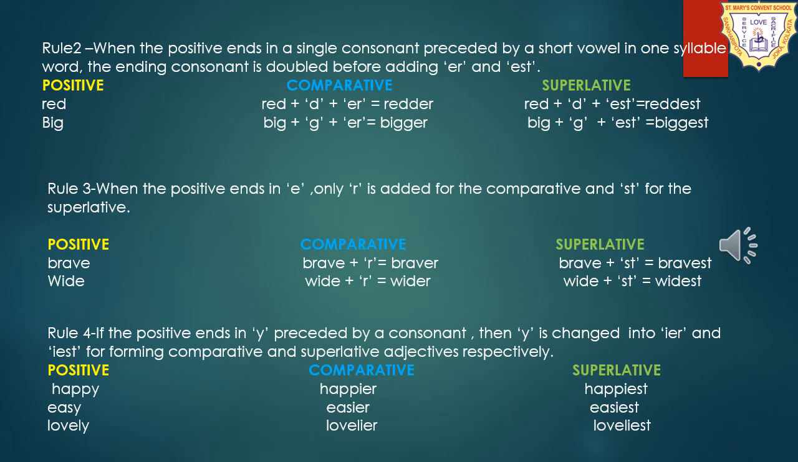what are we doing for the comparative? The y changes to i and we add er to it. And for the superlative, y changes to i and we add est. For example, happy, happier, happiest. Easy, easier, easiest. See, the y in easy is changing into i: easier, easiest. Lovely, lovelier, loveliest.